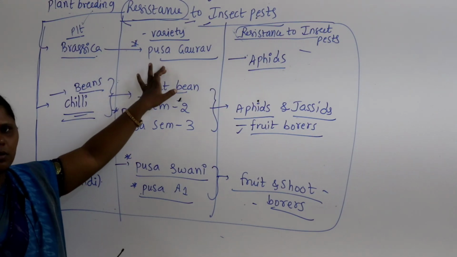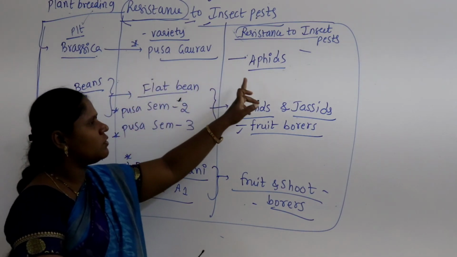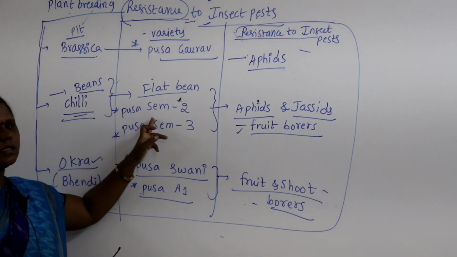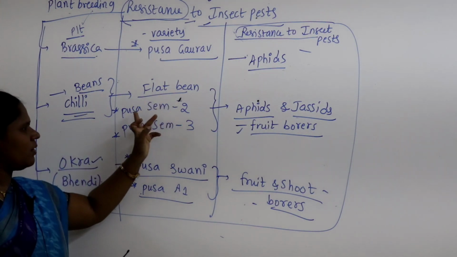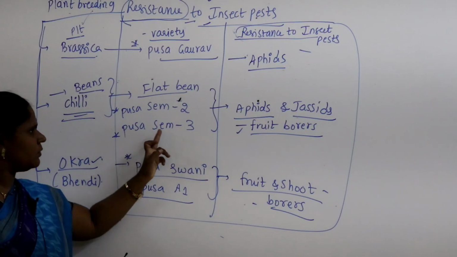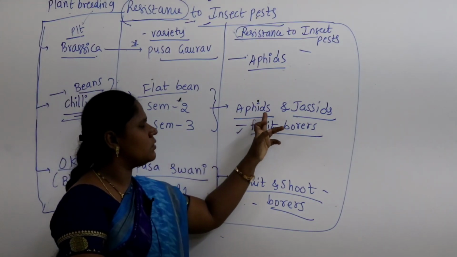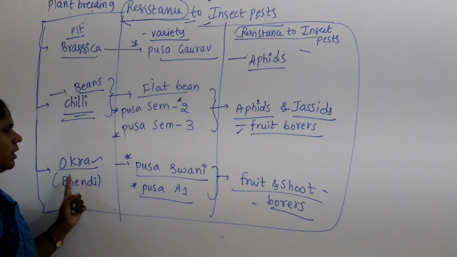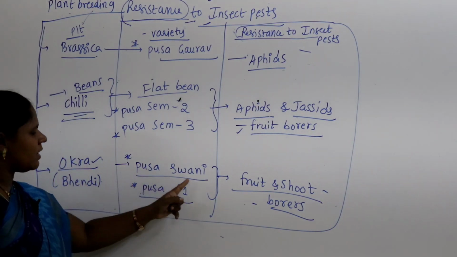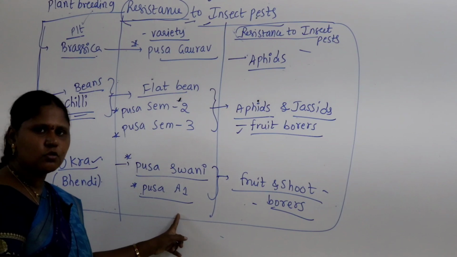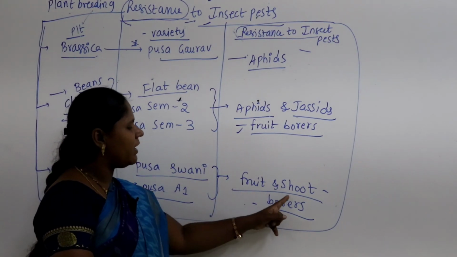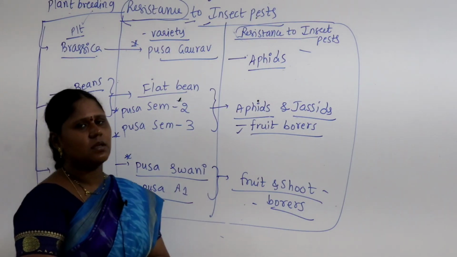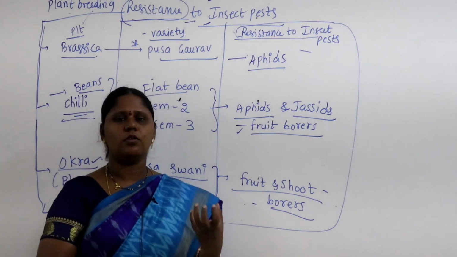Brassica is Pusa Gaurav as a variety, and it shows resistance to aphids. And beans and chili, the varieties are flat bean varieties Pusa sem 2 and Pusa sem 3, and that shows resistance to aphids, jassids and fruit borers. And next one is okra bendi, the variety is Pusa Savani, Pusa A1, that shows resistance to fruit and shoot borers. Now apart from this, plant also has good characters.